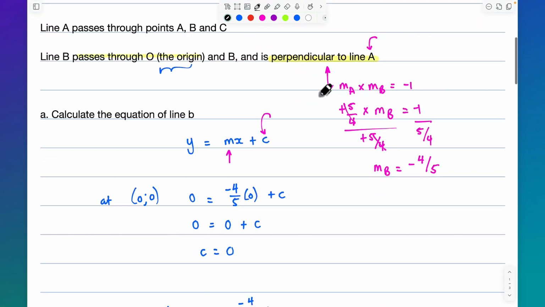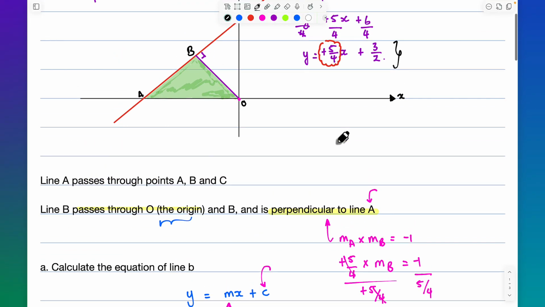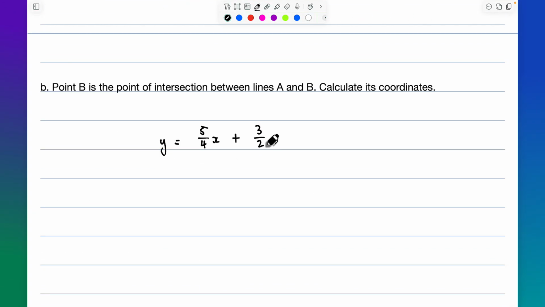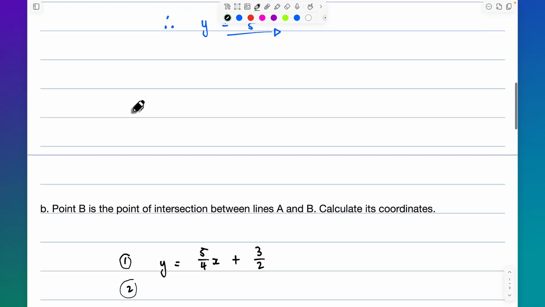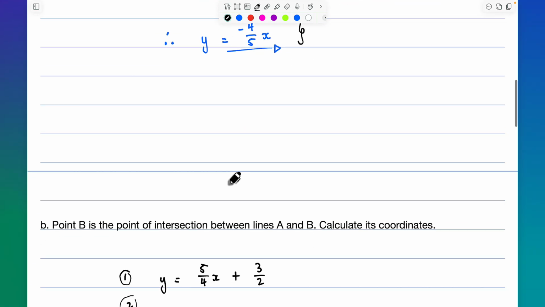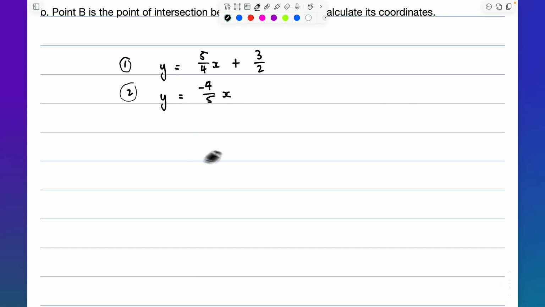It's y is equal to 5/4x plus your c value, which is 3/2. So that's your first equation. Your second equation, which is the second line involved in that intersection, is the equation we found in the previous question, which is y is equal to -4/5x.